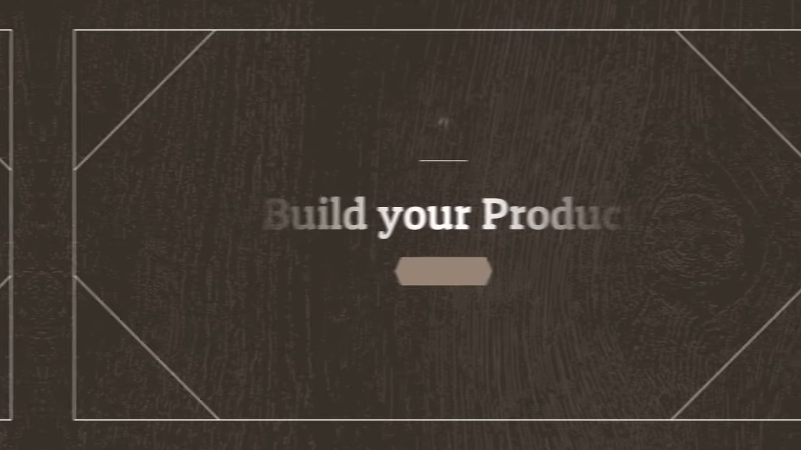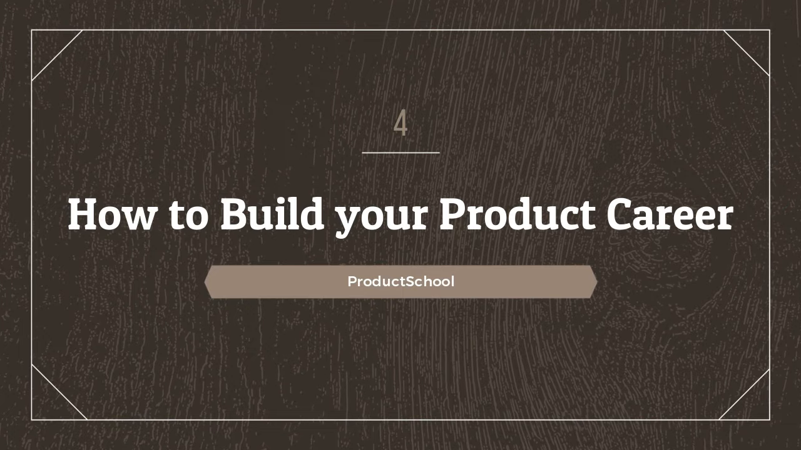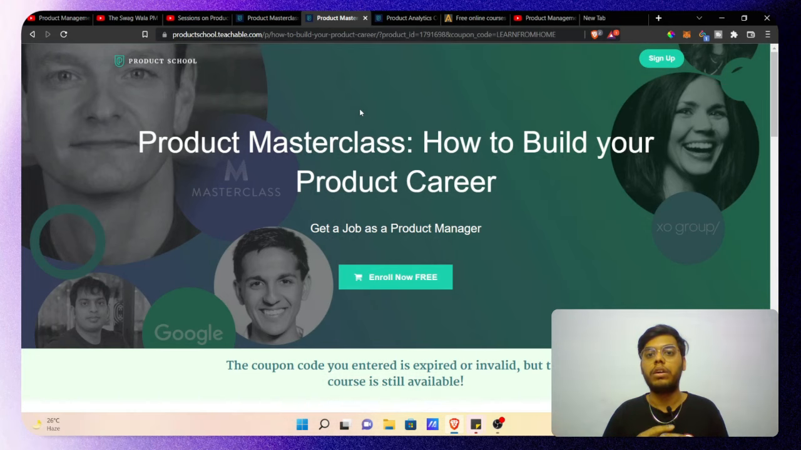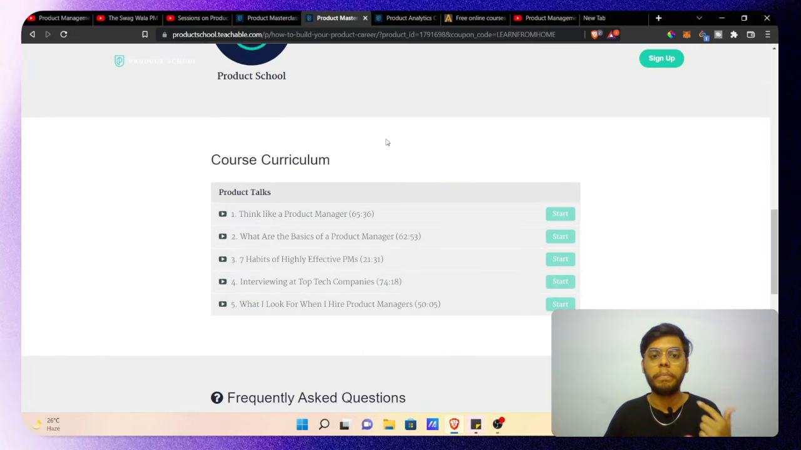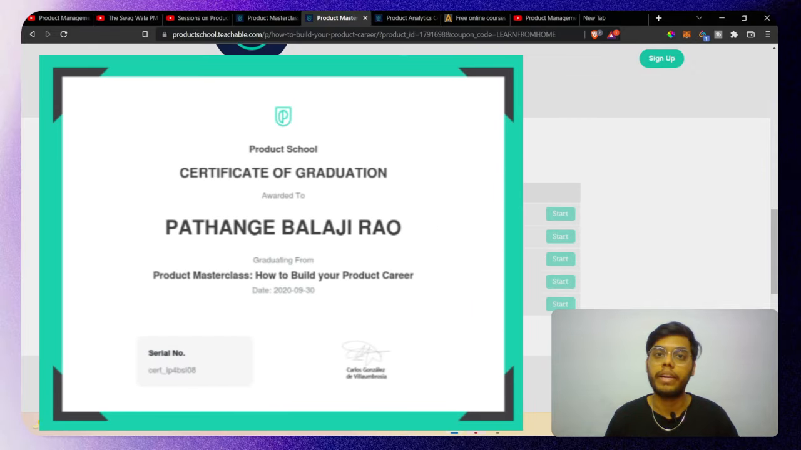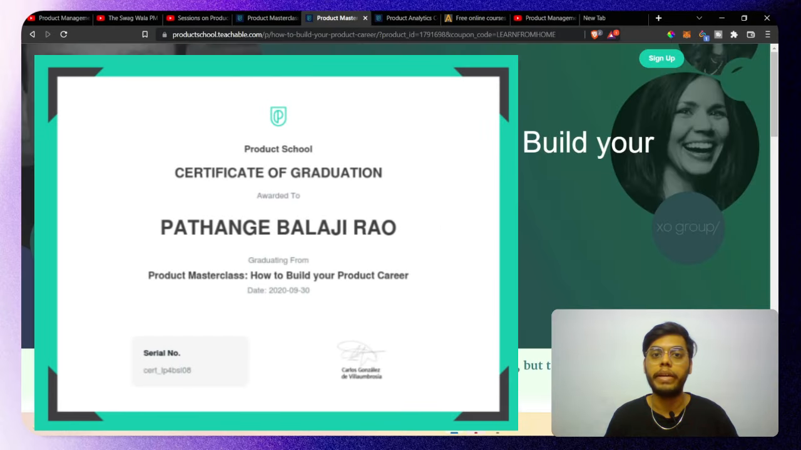So the next one is, like, more about the career aspect. It's a product market class, how to build your product career, and you can go through this as well. So these are also a set of talks, like how to think like a product manager, basics of product manager, how to be an effective product manager and stuff like that. This should also not take more than a day or two, and this is a very, very good course, very, very concise, very interesting sort of a thing, and you do get a certificate at the end of it after completing it, right?